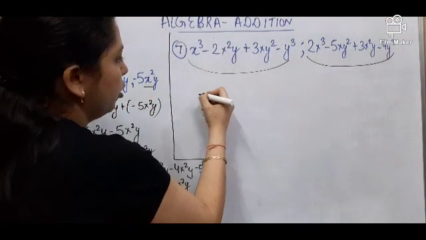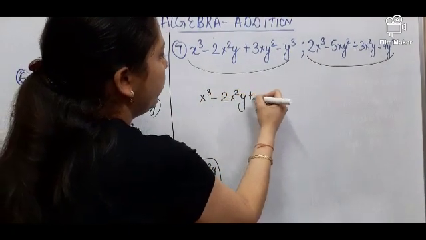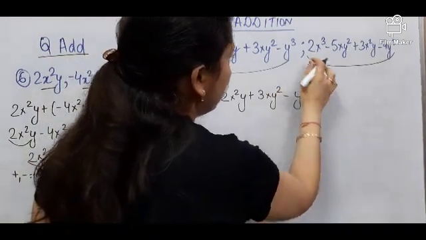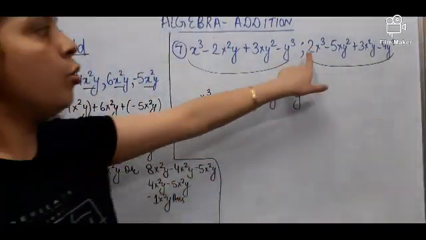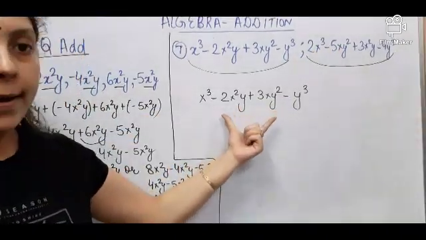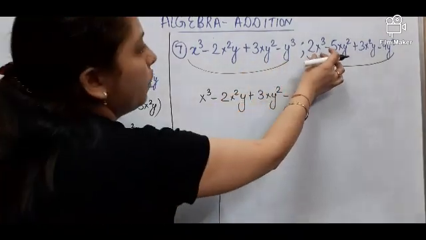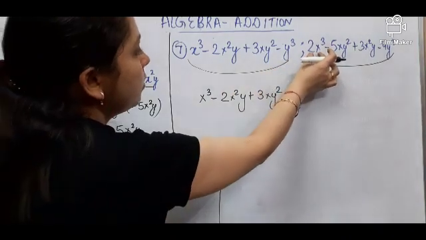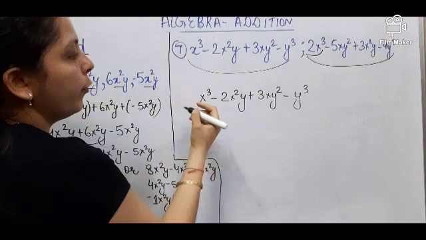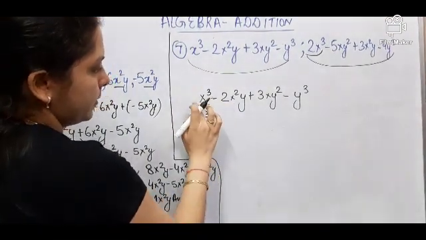So in the column method, what we'll do? We'll write the first term. Now we'll consider the second term and we'll write it in the next row, but we'll write according to the like terms. Like first is 2x cube. So where is x cube? X cube is here. So we'll write 2x cube under this.